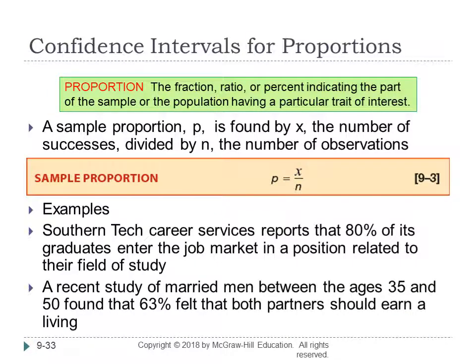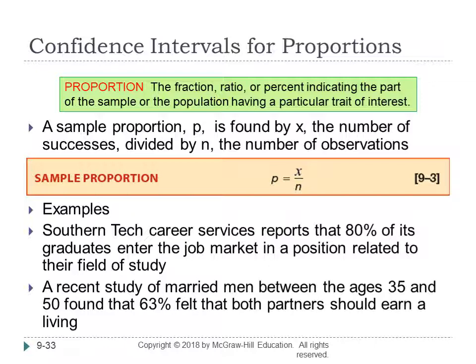Next, we would like to construct another confidence interval. This time, we want to do it for a proportion. First of all, let's define what a proportion means. This is a fraction or ratio or percent indicating the part of the sample or the population having a particular trait of interest. You may be interested in knowing the proportion of smokers, for example, in a society or any other ratio. It will be a fraction and it will be a number less than 1.